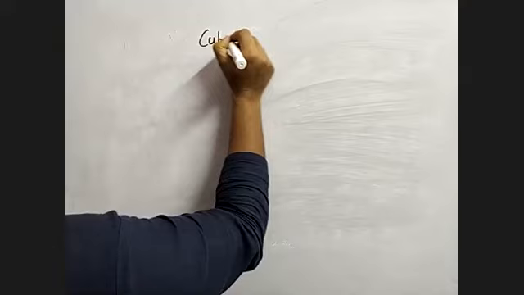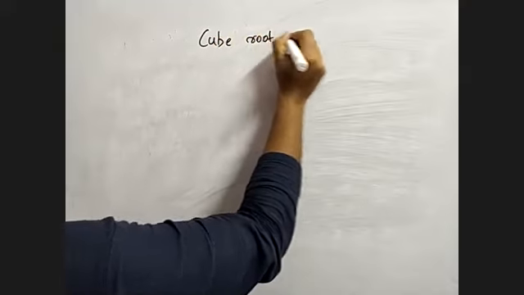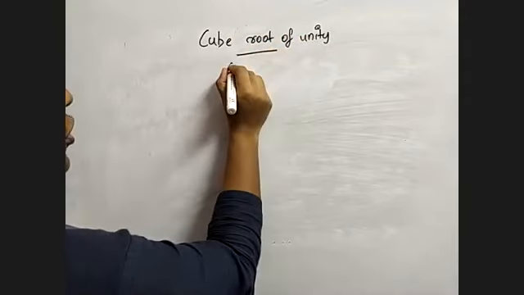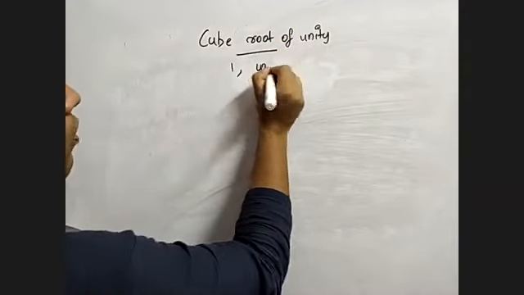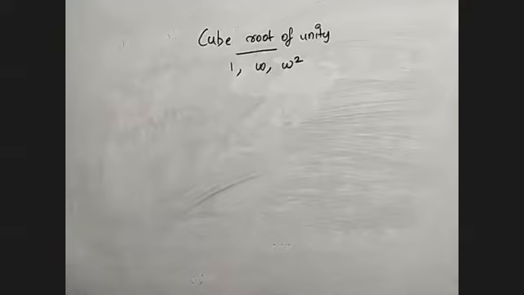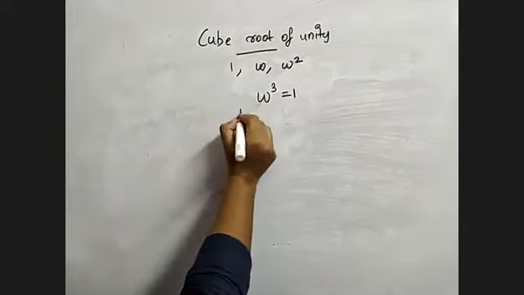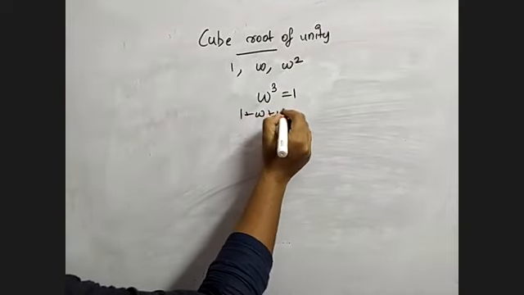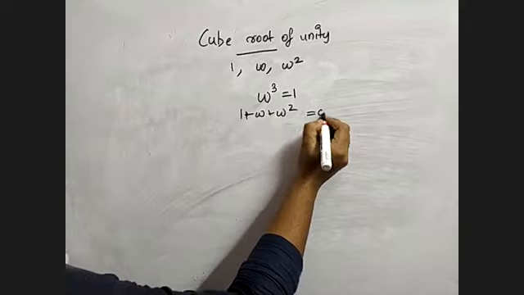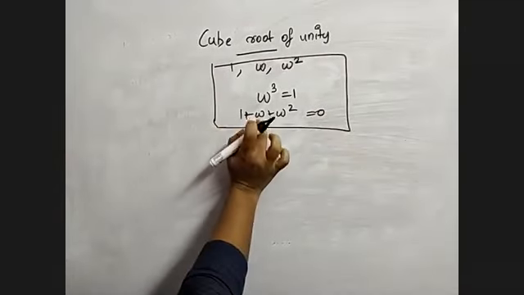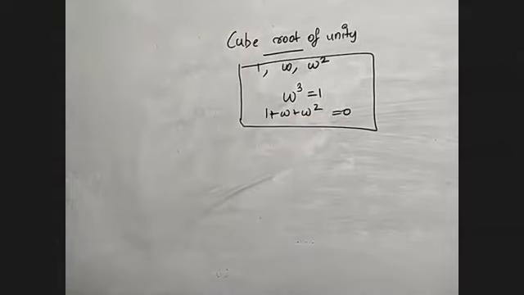See, cube root of unity. I just mentioned the cube roots of unity are 1, omega, omega square, isn't it? These are the cube roots of unity, and omega cube is equal to 1. 1 plus omega plus omega square is equal to 0. These many things we study. Now, what is the value of this omega and omega square? That is what I am going to teach.